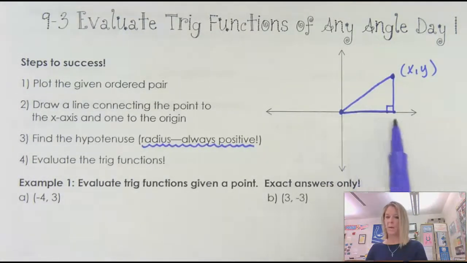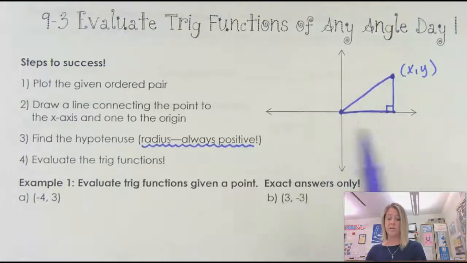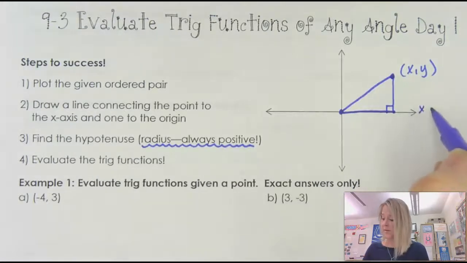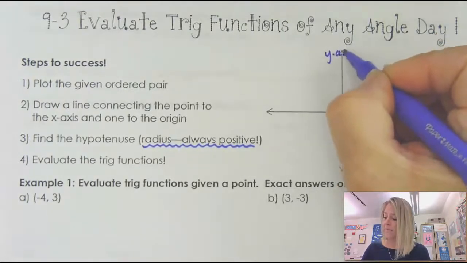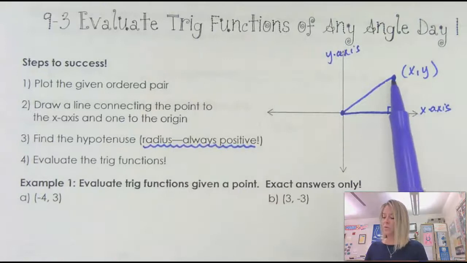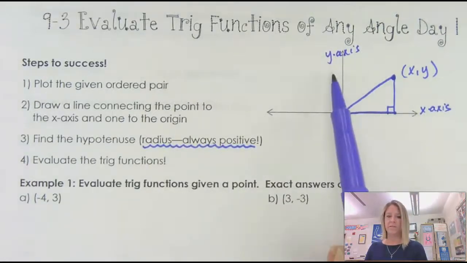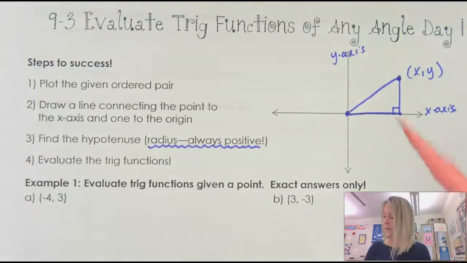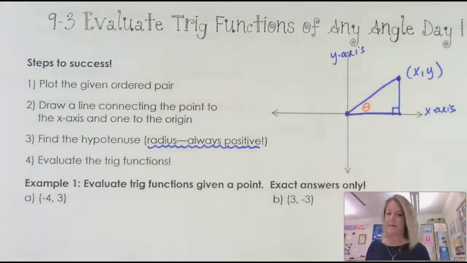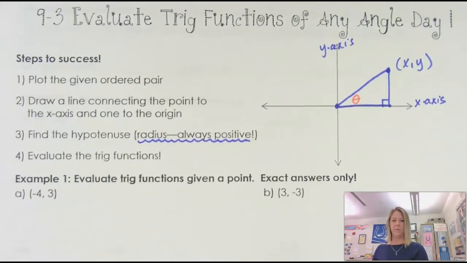You want to make sure that one side of your right triangle is always touching the x-axis. Here's my x-axis. If it's not touching the x-axis, then you drew the triangle wrong. What I mean by that is you don't want to draw the line this way. You do not want a triangle that looks like that. What we're looking for here is that angle. We're going to call it theta. All right, let's try some with actual numbers now.